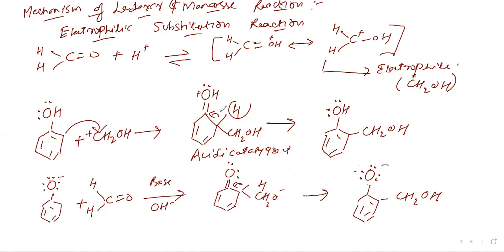In presence of acid catalyst, your formaldehyde, right? Acids we know have hydrogen ions. So hydrogen ion will protonate formaldehyde, right? And formaldehyde will form an electrophile which will attack your phenol molecule, right? So the reaction is taking place between protonated formaldehyde and phenol to form this compound, orthohydroxybenzyl alcohol.